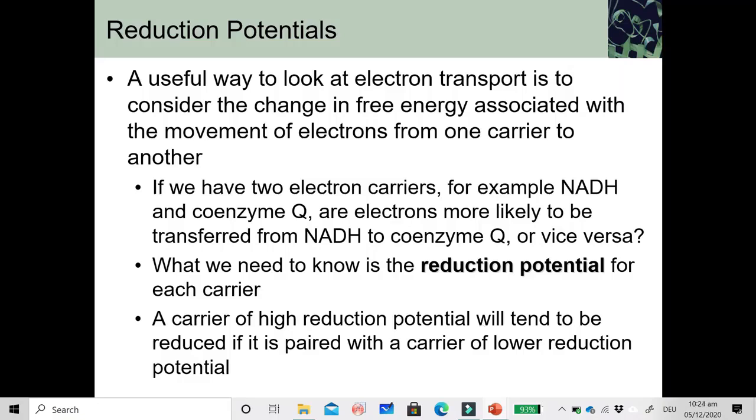Remember that reduction potential is a measure of how easily a substance accepts electrons. In other words, how good it is at accepting electrons from another substance, and therefore it's a measure of its ability to act as an oxidizing agent. Yes, it is reduced in the process, but also in the process it causes the loss of electrons of another substance, so it oxidizes another substance. It is the oxidizing agent, in other words. So a carrier of high reduction potential, in other words, that which is very good at accepting electrons, when you say high reduction potential, it means that we have a positive reduction potential, will tend to be reduced if it is paired with a carrier of low reduction potential.